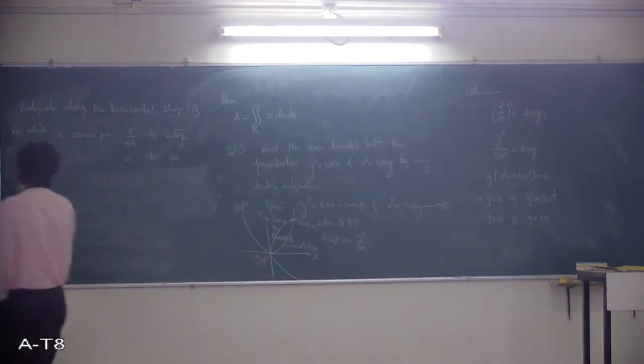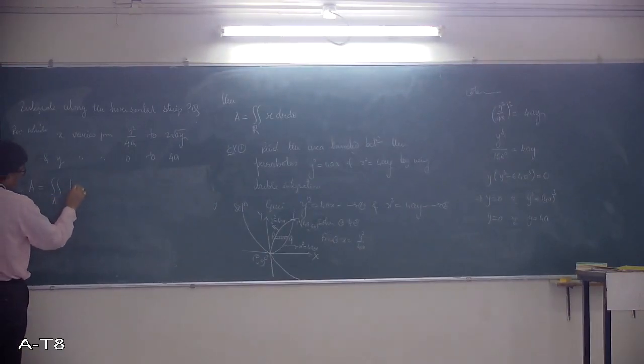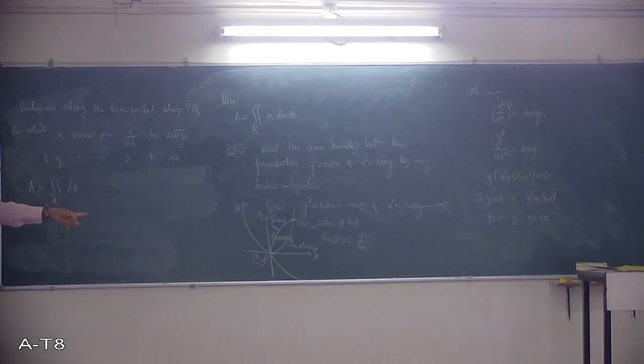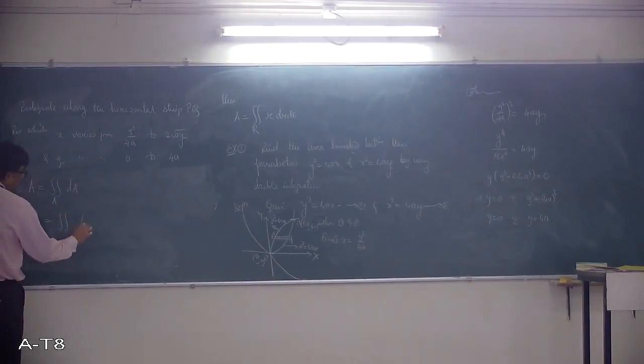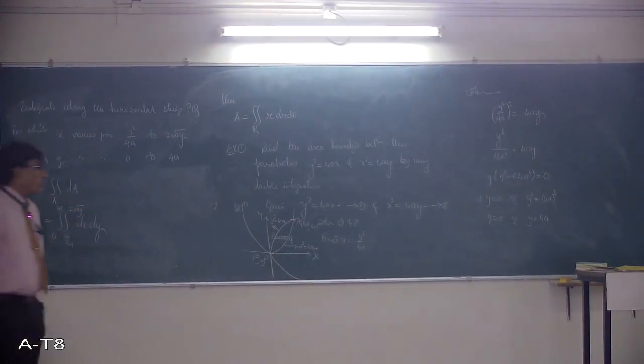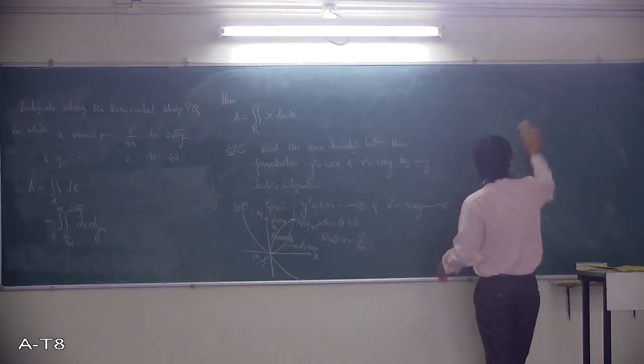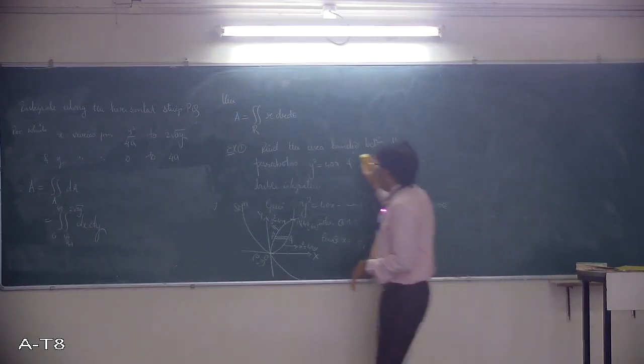Therefore, area A equals double integration over R of dR, or dA, you can think of it. Already you have decided on the horizontal strip. Horizontal strip means dx first, dy second, that is, you integrate first with respect to x. If you take the vertical strip, in place of dx dy you write dy dx. Limits are calculated: y from 0 to 4a, and x from y square by 4a to 2 times root of ay. So first you have to integrate with respect to x, keeping y constant, between the limits written. Then you have to integrate with respect to y.